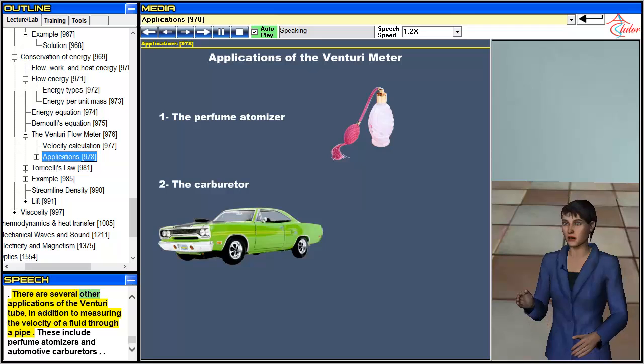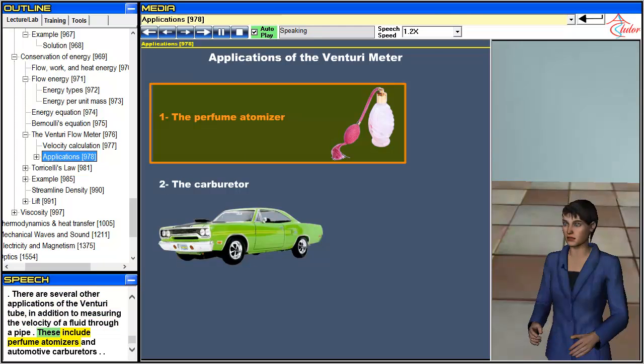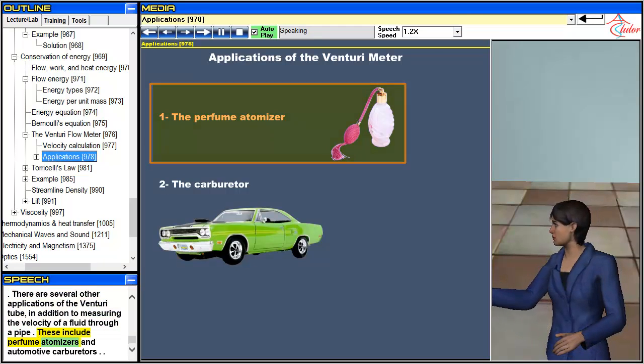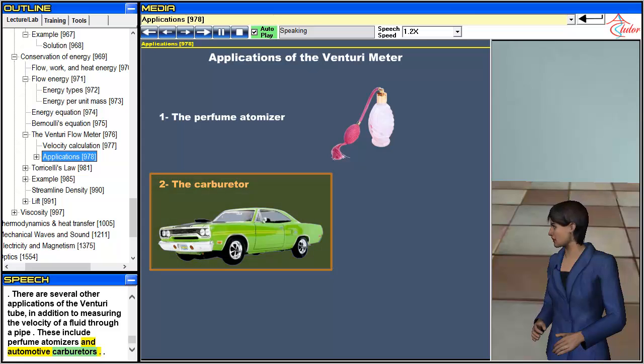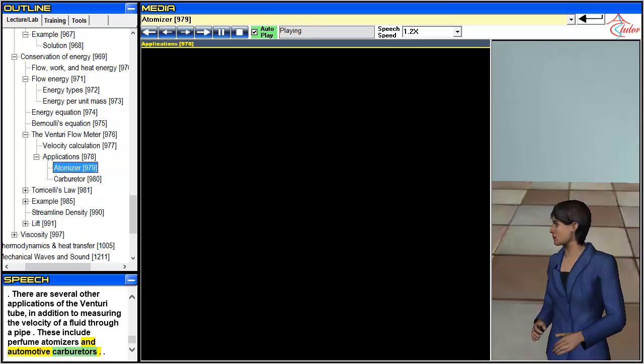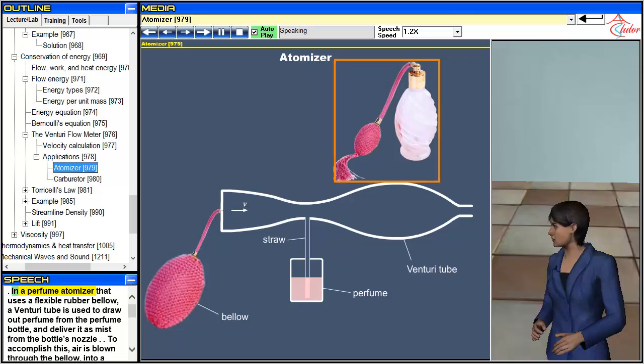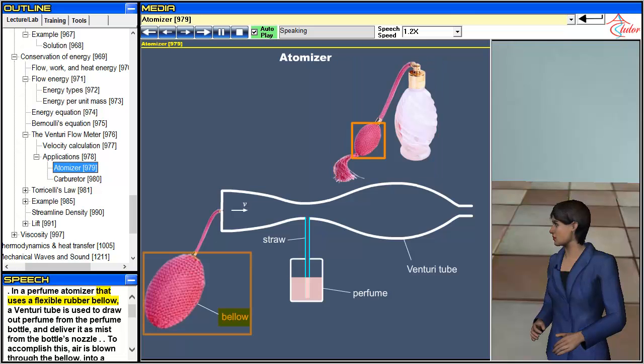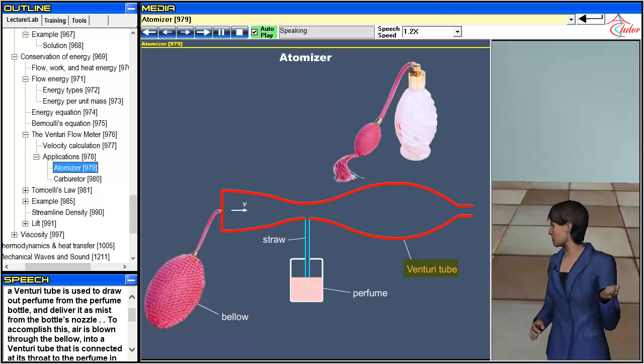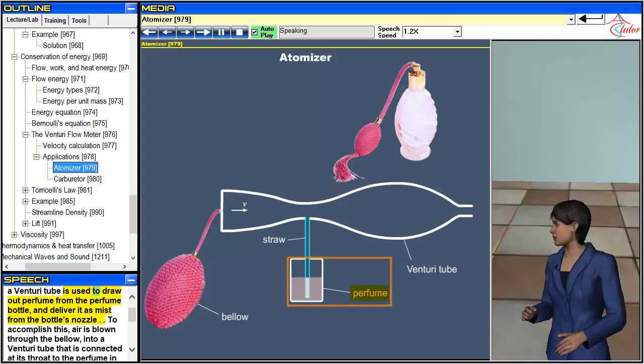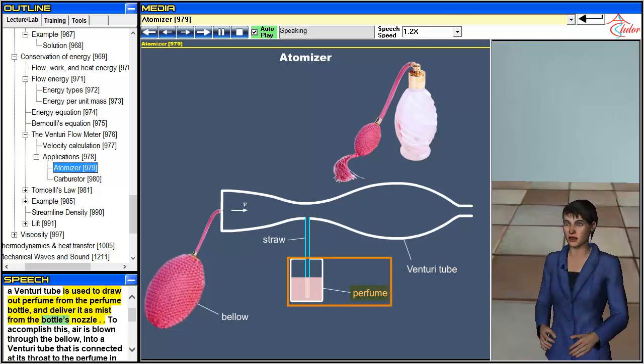There are several other applications of the Venturi tube, in addition to measuring the velocity of a fluid through a pipe. These include perfume atomizers and automotive carburetors. In a perfume atomizer that uses a flexible rubber bellow, a Venturi tube is used to draw out perfume from the perfume bottle and deliver it as mist from the bottle's nozzle.